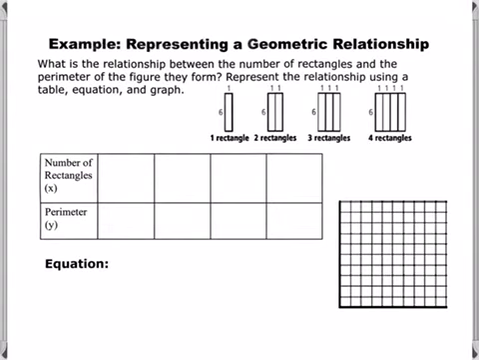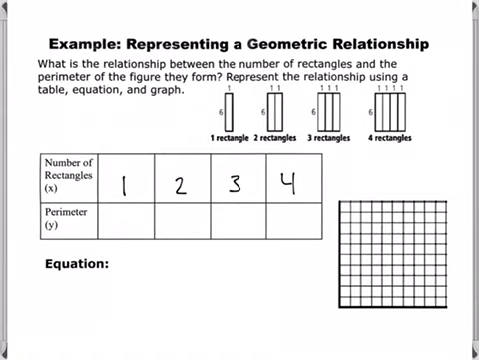What is the relationship between the number of rectangles and the perimeter of the figure they form? Represent the relationship using a table, equation, and graph. So filling in the table is fairly easy for the top line. Number of rectangles, we just count. So we've got 1, 2, 3, and 4.